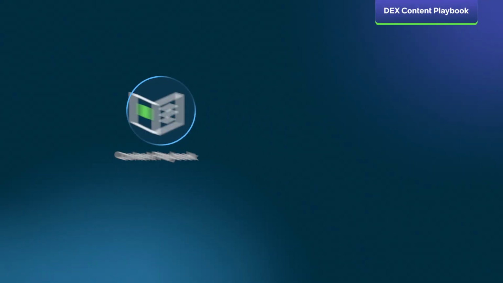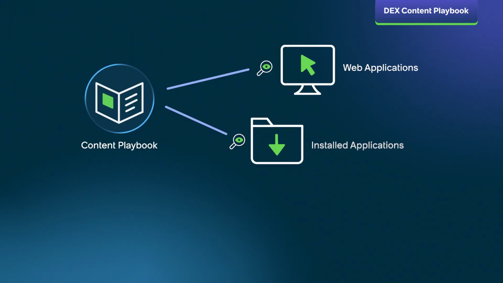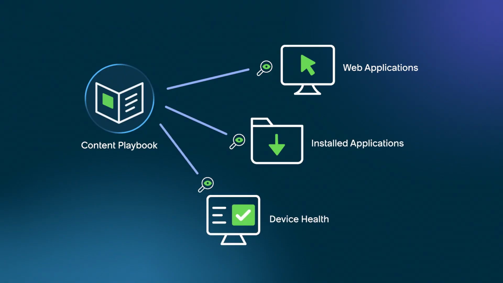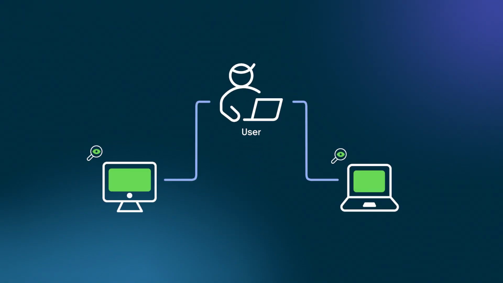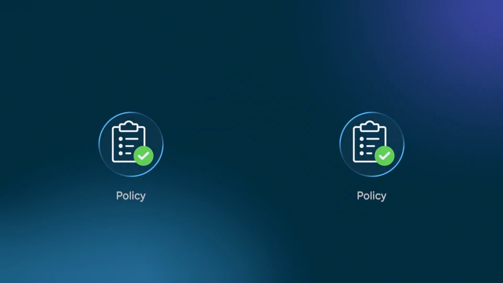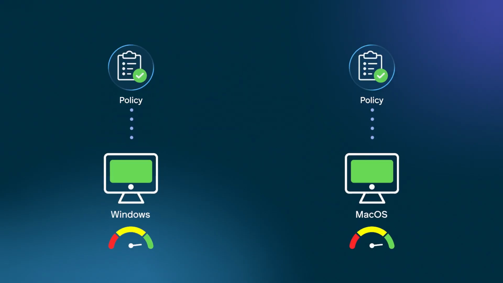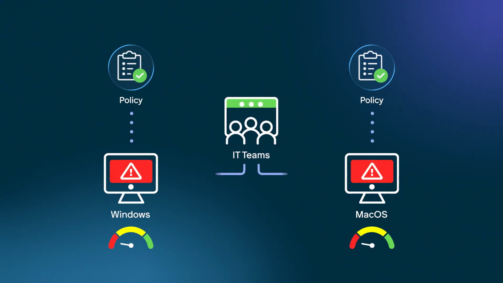Content Playbook monitors web applications, installed applications, and device health. Users can run diagnostic actions on their connected devices for troubleshooting. Policies and Checks monitor metrics across both operating systems. IT teams can remediate device issues remotely or trigger automated processes for common problems.